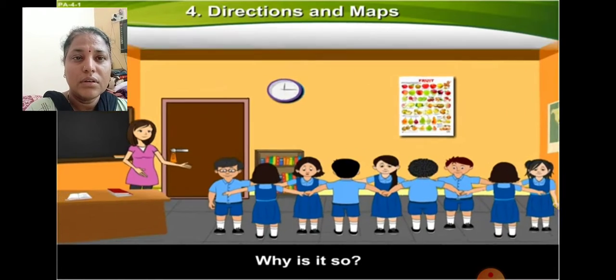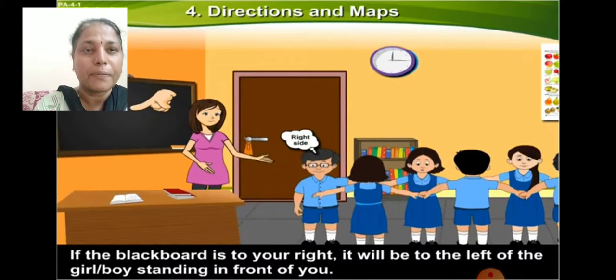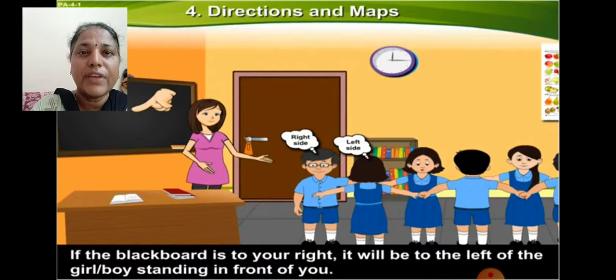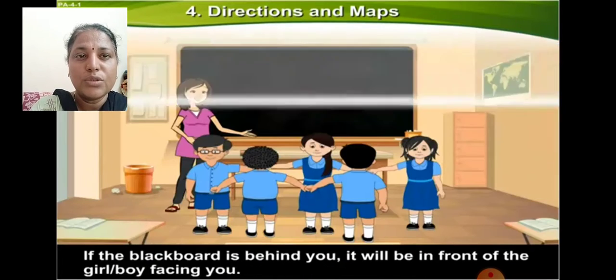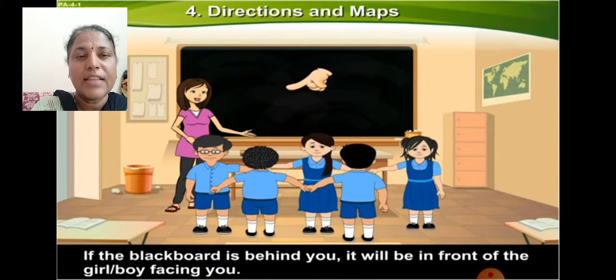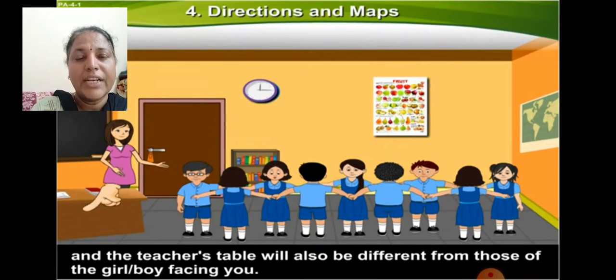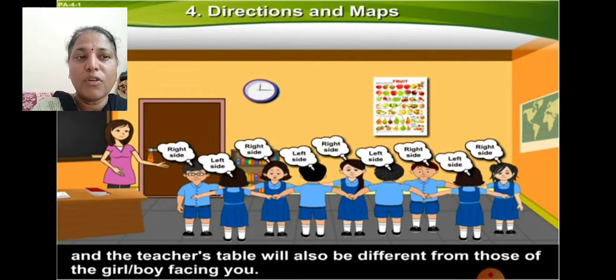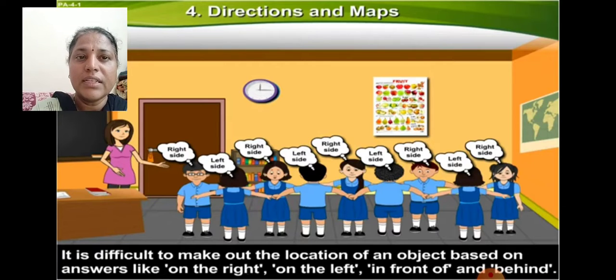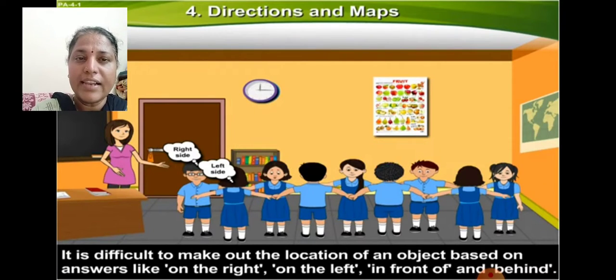So their answers are different because their faces are at different angles. The girls and boys stand face to face, that's why the front side of the boy is different. In the same way, your answers about the main door and the teacher's table will also be different from this, because the girls and boys are facing you. The boys' side is right and the girls' side is left.